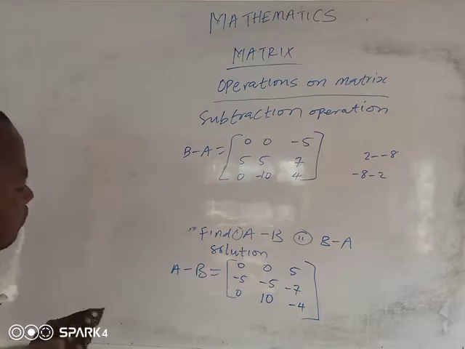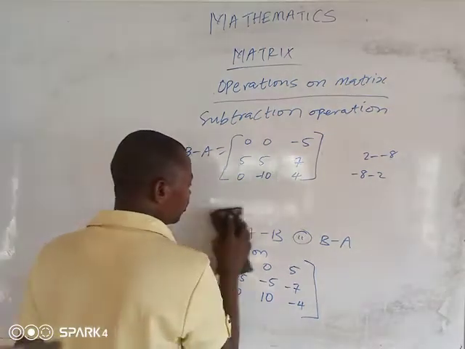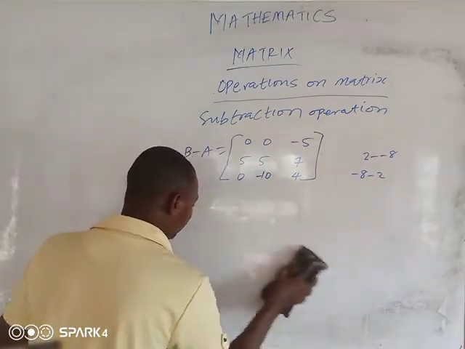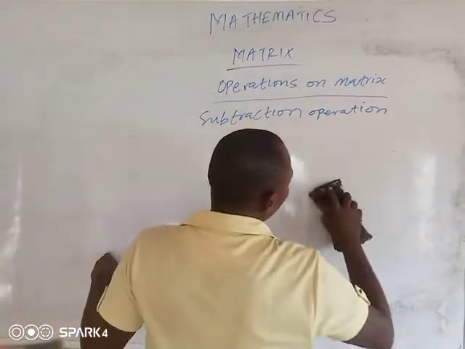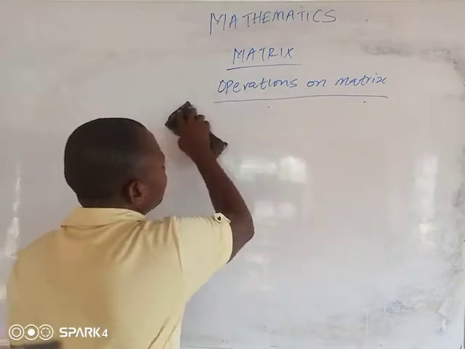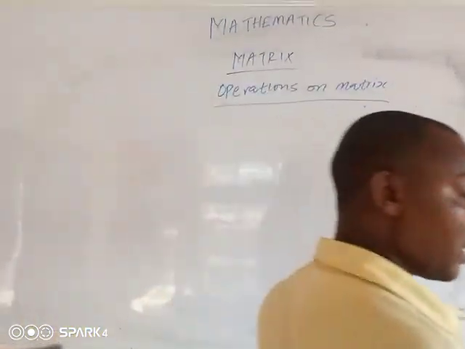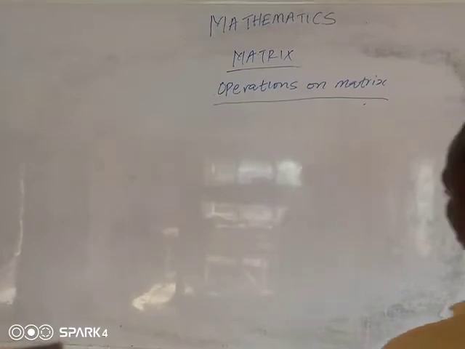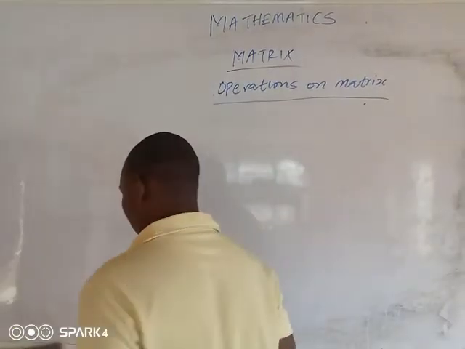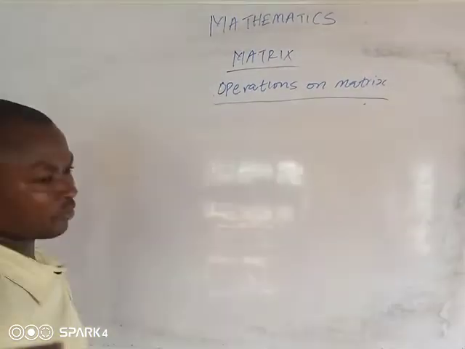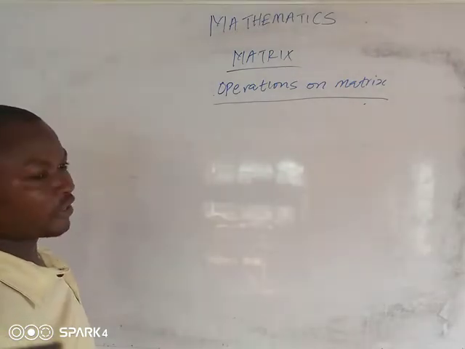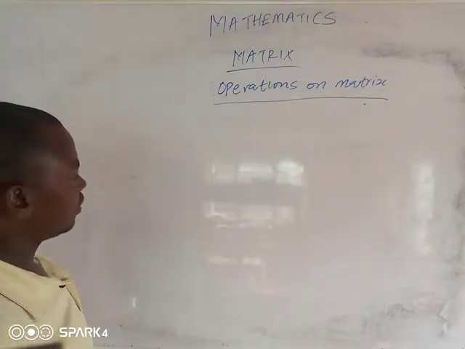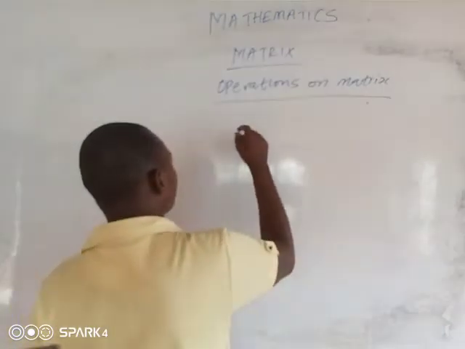So apart from the subtraction operation, we also have the division operation. In the division operation, we use something like a constant to divide, or we can divide a matrix by another matrix. So, division operation.